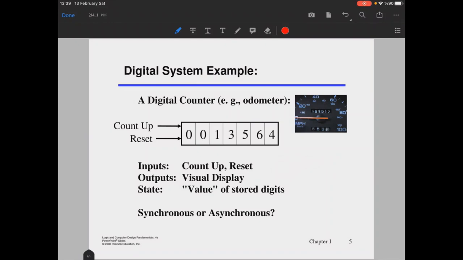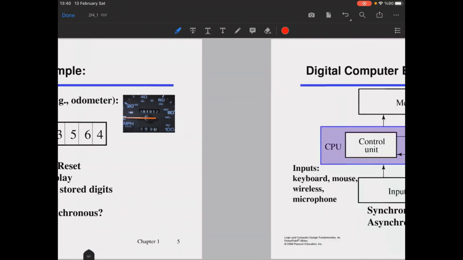When you take a look at this, do you think it is a synchronous or asynchronous system? Just think about it. Pause the video and think about it. Here you need to think, does this system get updated at regular time intervals, or does it get updated at any time dependent on other factors like this? So you need to think about this.